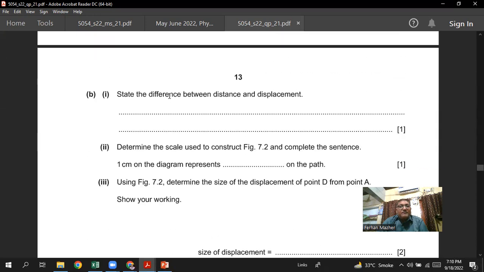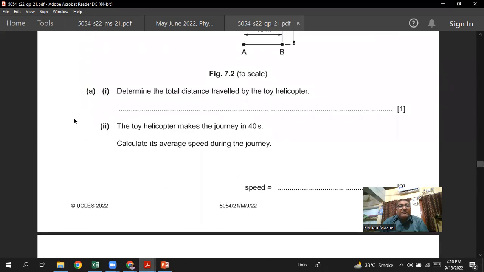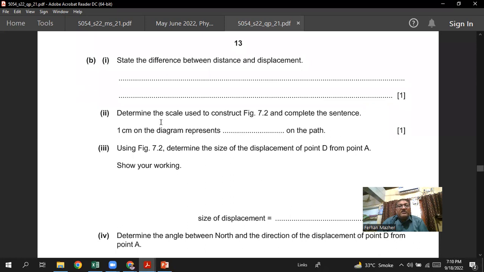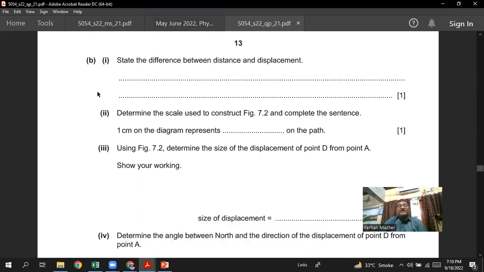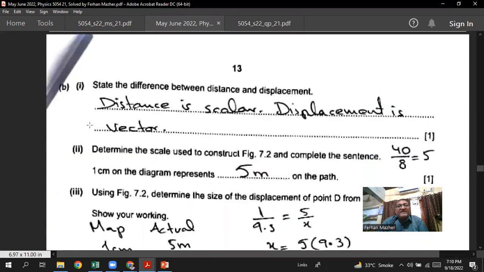Then the question, part B, first portion: state the difference between distance and displacement. You know, distance is a scalar quantity, whereas displacement is a vector quantity. Distance means the length of the path you followed, and displacement means the shorter distance between the starting point and the finish point. So distance is a scalar, while displacement is a vector quantity.